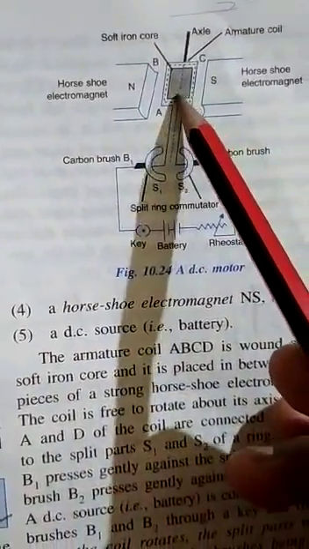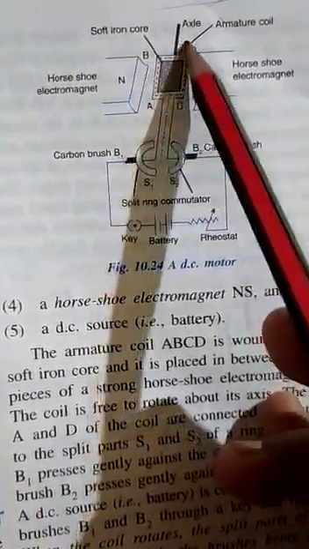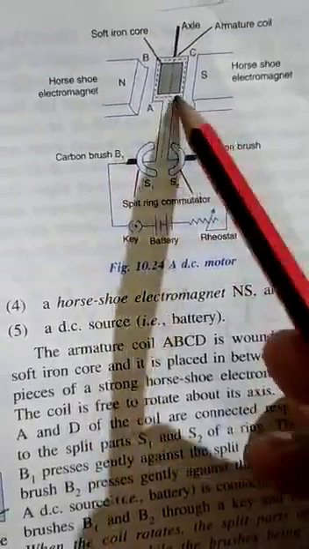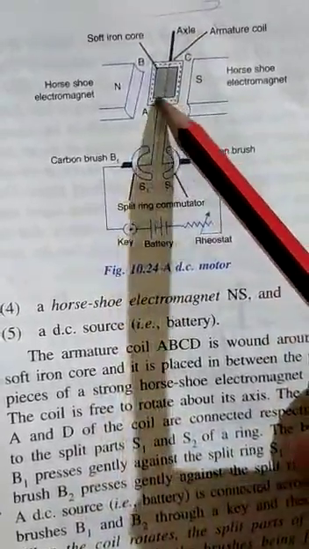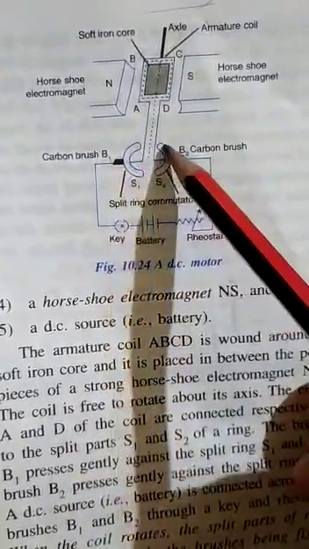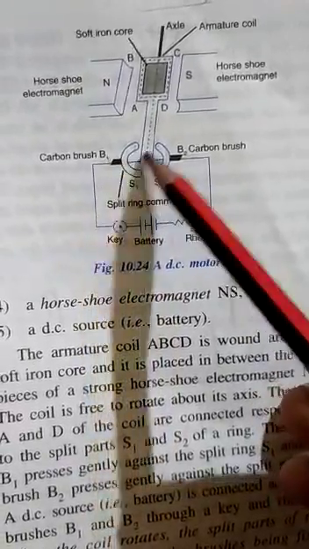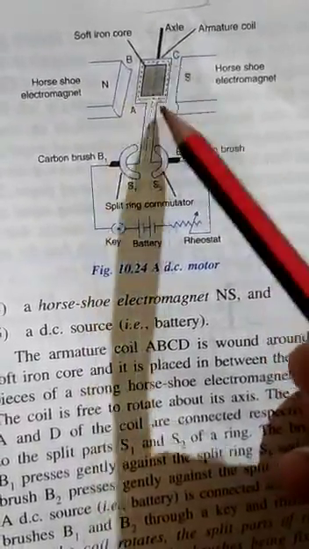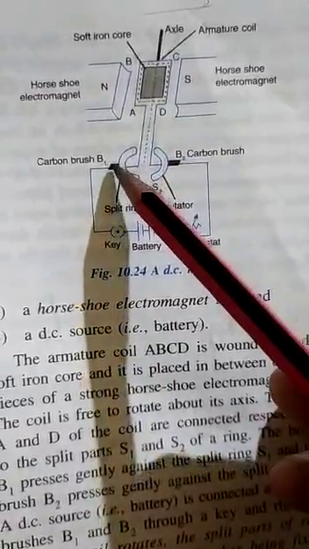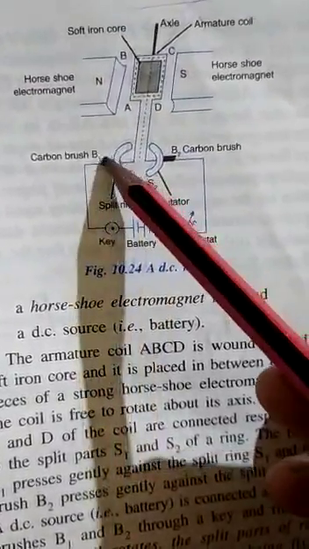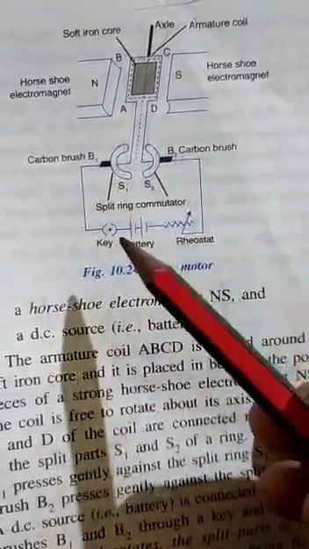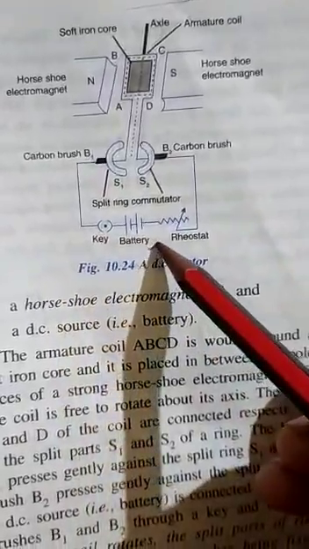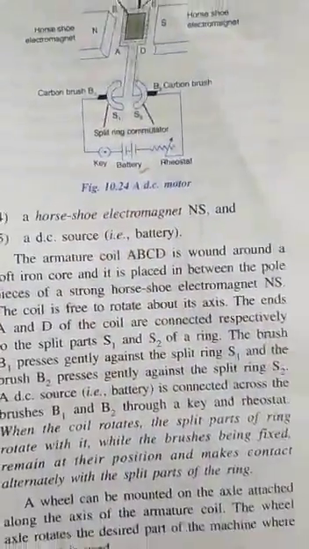There is an armature coil ABCD, which is made with a soft iron core, and a copper wire is wound around it. So this is the armature coil. At one end of it the axle is attached, and the other two ends of the wire are attached to two split rings. These split rings are fixed with the ends of the armature coil, that is A or D, and further these split rings are in contact with brushes B1 and B2, and these brushes are supplied with current with the help of a battery, key and rheostat.